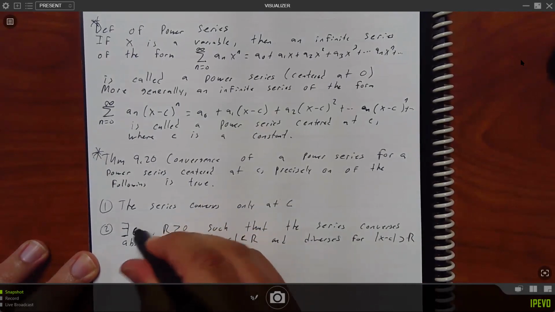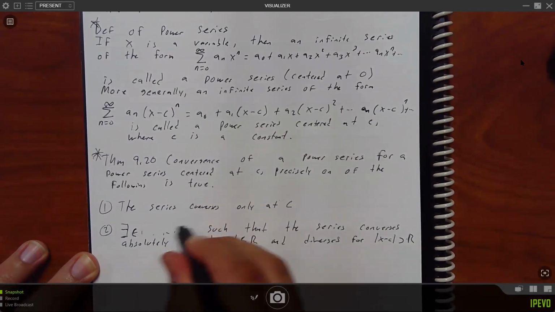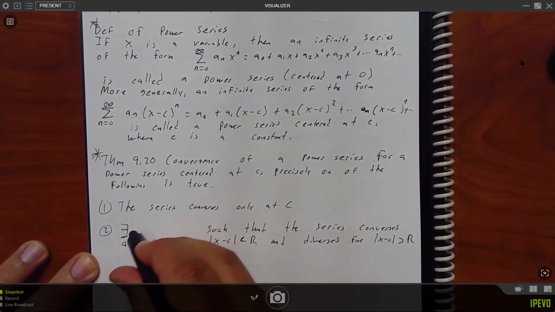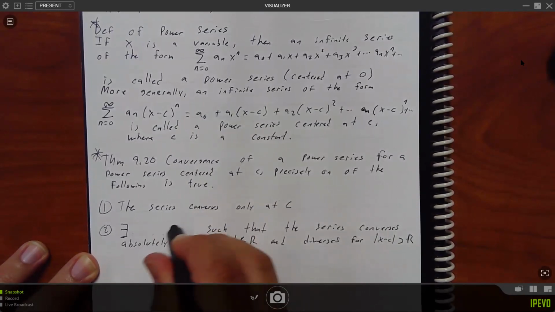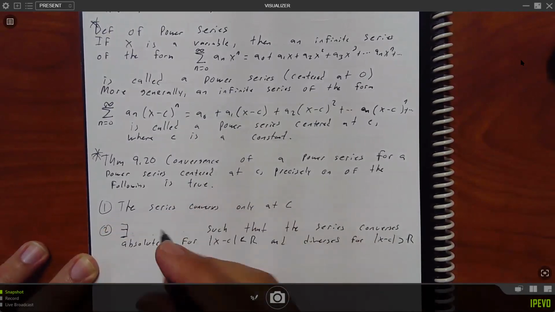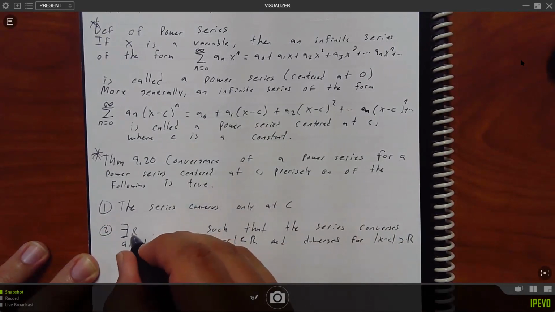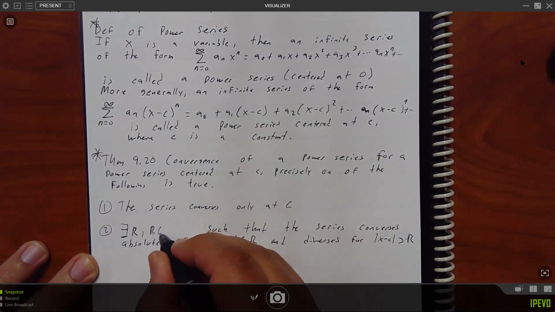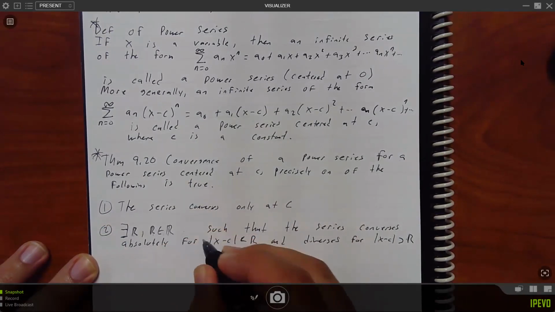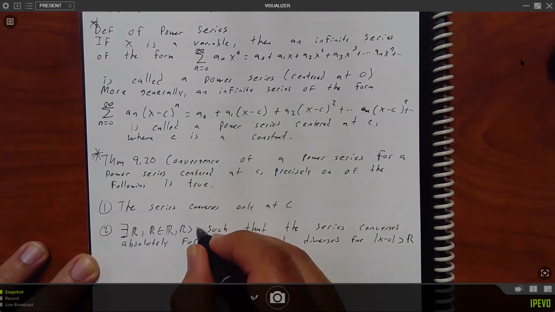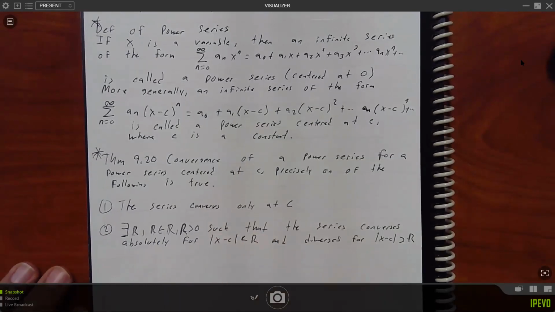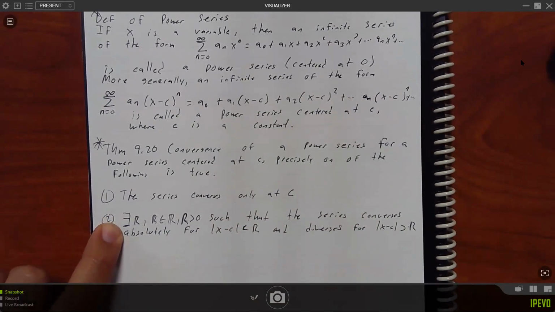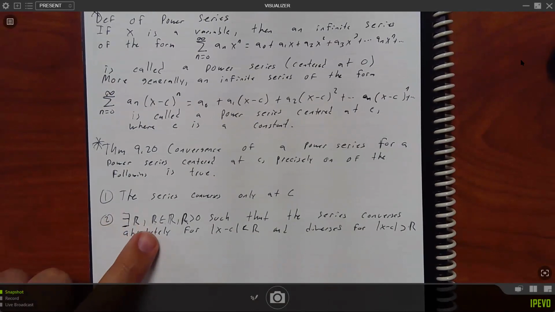Write that a little bit better for you. There exists an R such that R is an element of the real numbers, and R is greater than 0. That's more proper. So the backwards E thing is exists, and I'm referring to the R that is a real number that is greater than 0.